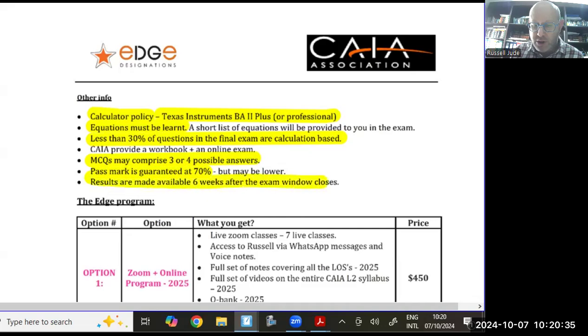Okay. And generally, you've got to wait 6 weeks. I know the CAIA Level 1 guys are going to say, but we only waited 5 weeks for CAIA Level 1. Yes, CAIA Level 2 is a bit more marking to do because they've got to mark the constructed response section, whereas at CAIA Level 1, it was only MCQs.